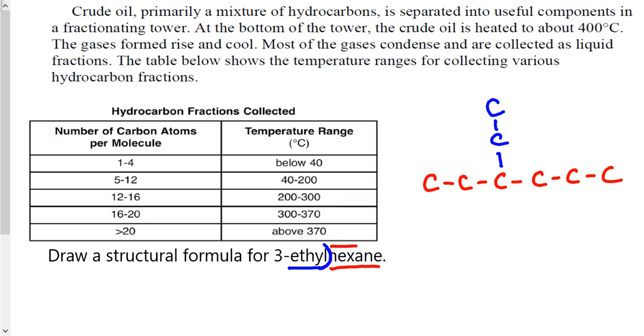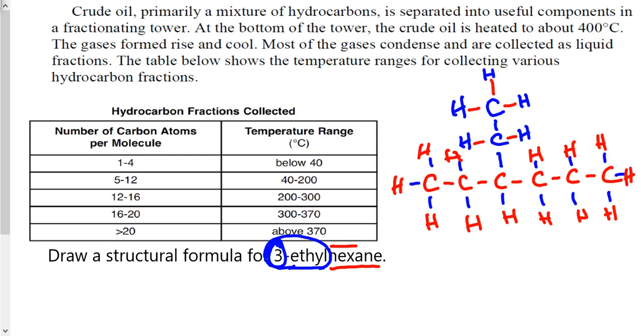Eth means 2, and the number 3 represents the location of the additional alkyl group. Remember, it doesn't mean you have to draw 3 carbon. It means in the third carbon from the parent chain, you're drawing an additional 2 carbon, which represents the ethyl group.